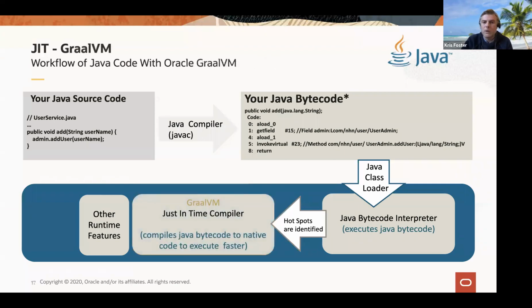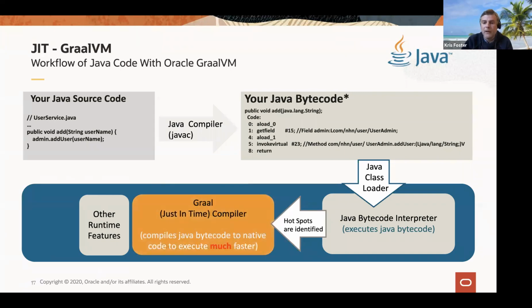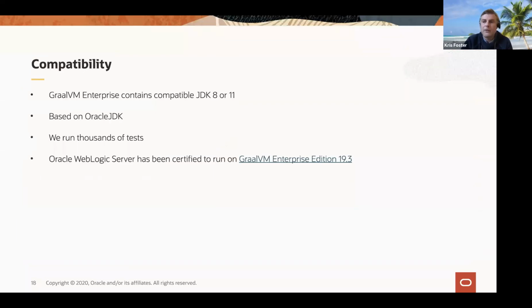Well, with Graal, as I said, we have now just swapped in a different compiler that runs faster. And as well as that, the Enterprise Edition runs faster. And as well as that, we have some other features, which is the polyglot functionality, and we'll come to that in a minute. In terms of compatibility, GraalVM is compatible with JDK 8 and 11.